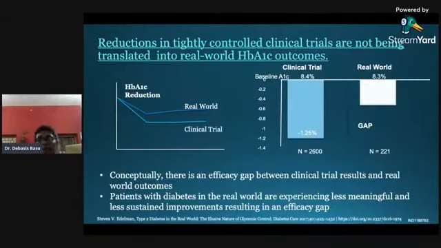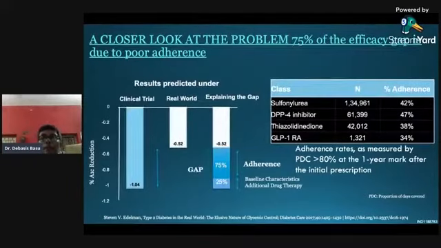These are the good trials, which say that in a clinical trial setting versus a real world setting, there are huge gaps. The A1C reduction gaps are also equally important, because the gap is actually about adherence. If you look at the problem more closely, you'll see that 75% of the efficacy gap is due to poor adherence, and these are the medicines which provide more adherence in terms of percentage.